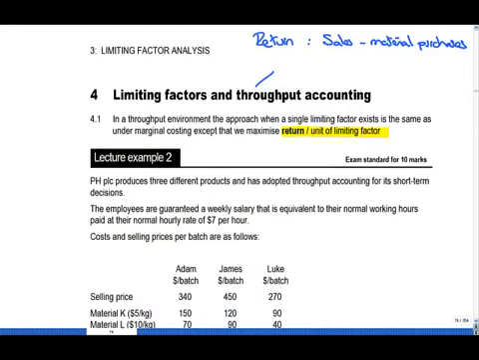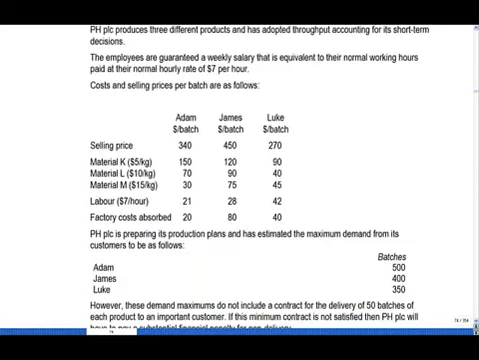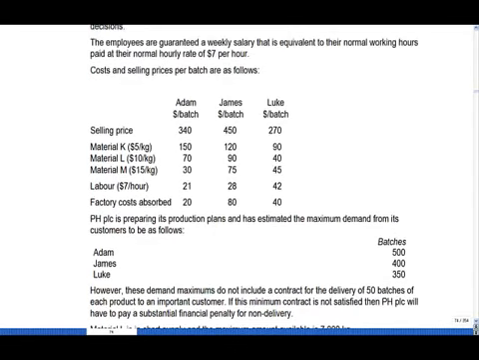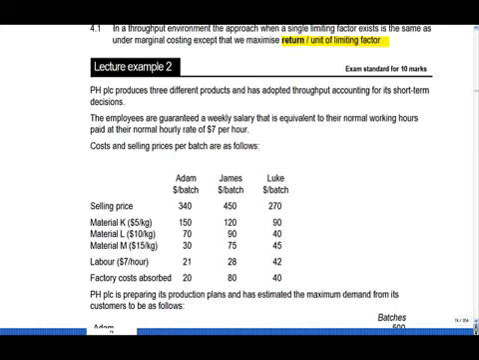So let's have a look at example 2. We have a look at the requirements. Here we've got to prepare calculations to determine the production mix that will maximise our profit. So let's have a look at the scenario. It tells us we're in a throughput accounting environment. We're guaranteed a weekly salary. So in case you missed that first line in the example there, the clue is in there that is telling you that the direct labour bill cannot be altered. It is fixed in the short term. Now they're paid a rate of $7 an hour.